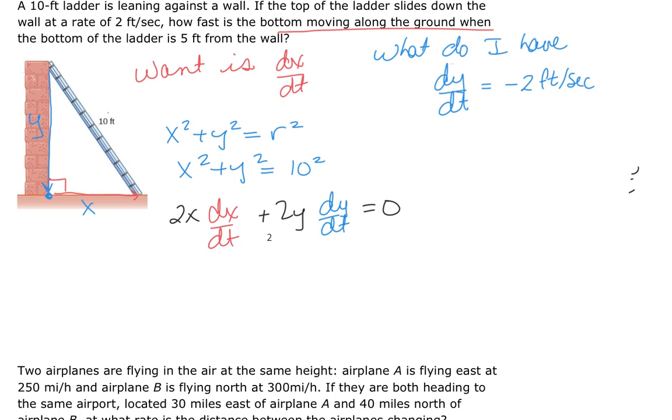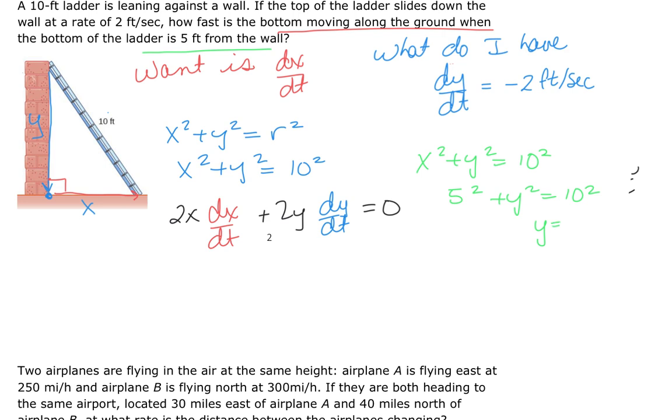So I am wanting the dx/dt. That's why I put it in red. I have the dy/dt, which I put in blue. I don't have x and y, but I can find x and y when I use the snapshot in time. So I have x squared plus y squared is equal to 10 squared. My snapshot in time is when x is 5. So I have 5 squared plus y squared is equal to 10 squared.